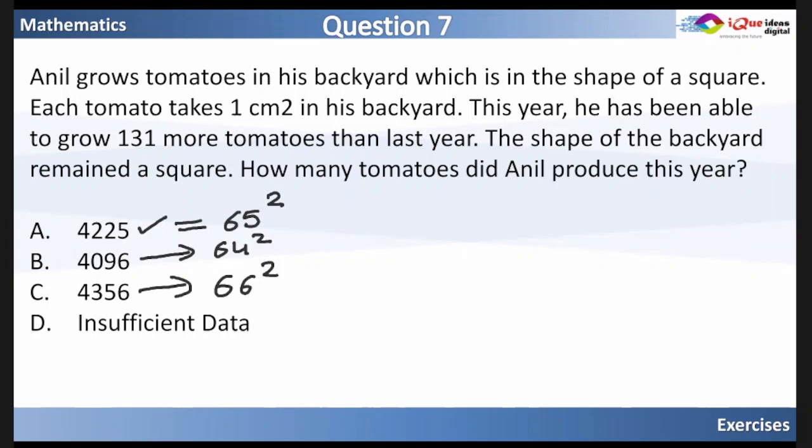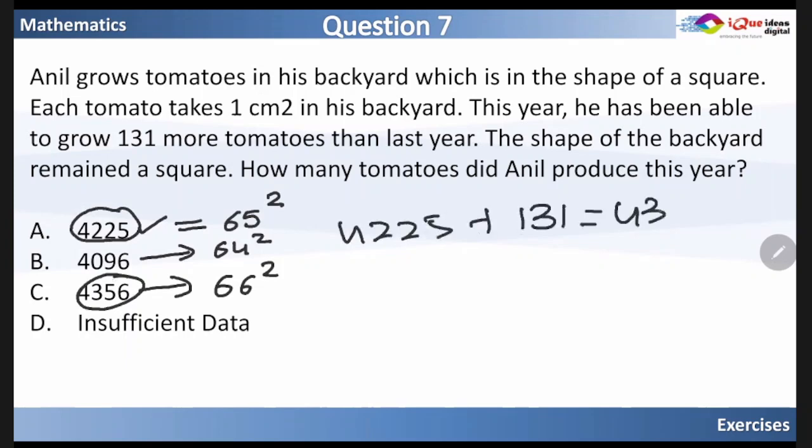All of them are perfect squares, and if you examine these two numbers, then 4225 plus 131 actually gives you 4356. So my new number is 4356. So using the options also I can work this out. Either way, whichever strikes, you get it. You just need to be able to find out square root of numbers, or you should be able to work out that 131 is a prime number.